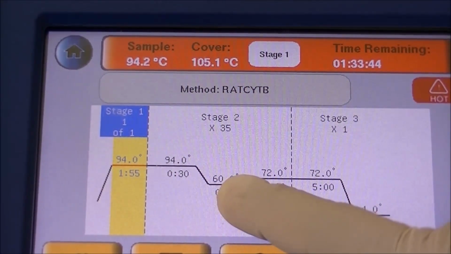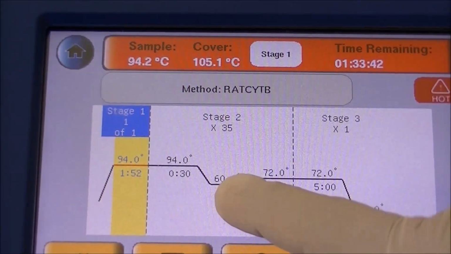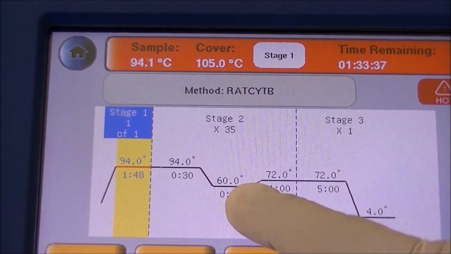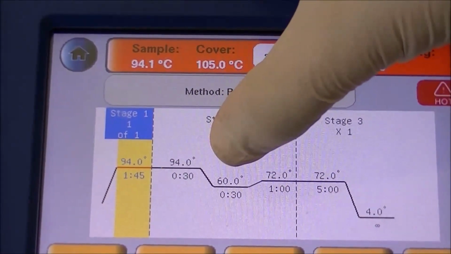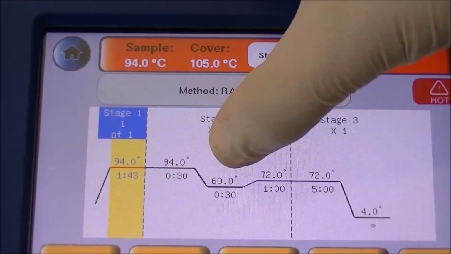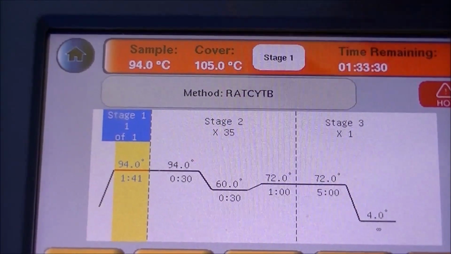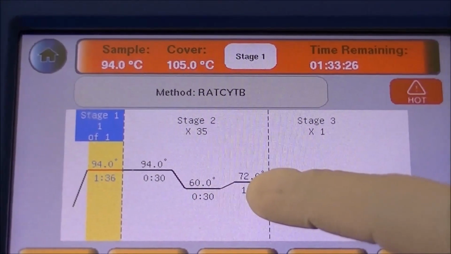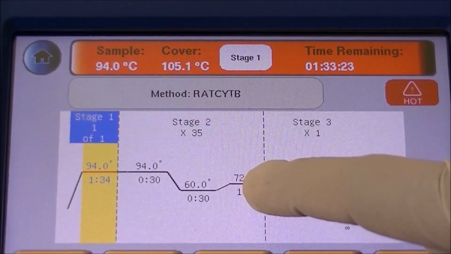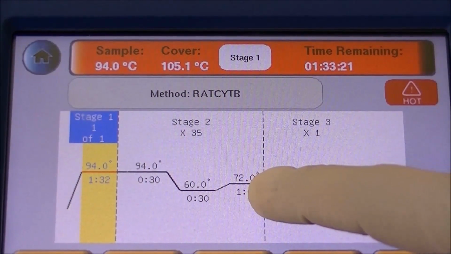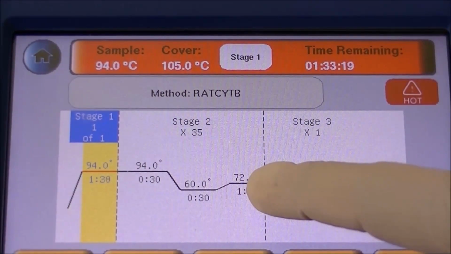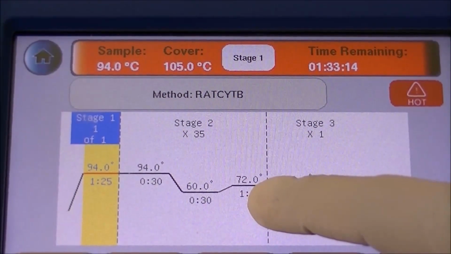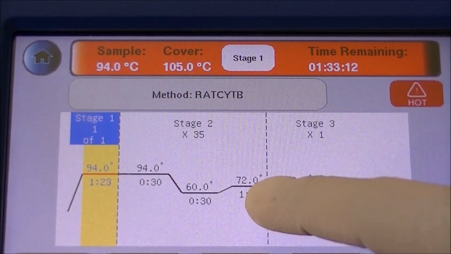And in the second stage, the primers in the mixture are going to attach to our template once the tube is cooled to 60 degrees centigrade. The third step at stage 2 heats up the tube again to 72 degrees, where DNA fragments will start amplifying by using the DNA polymerase enzyme.